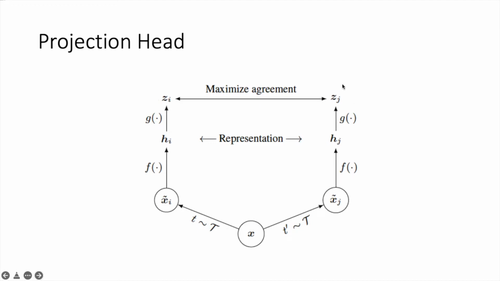At the end, what we try to do is maximize the similarity between the embeddings which come from the same original image. So here we'll try to maximize the similarity between zi and zj.